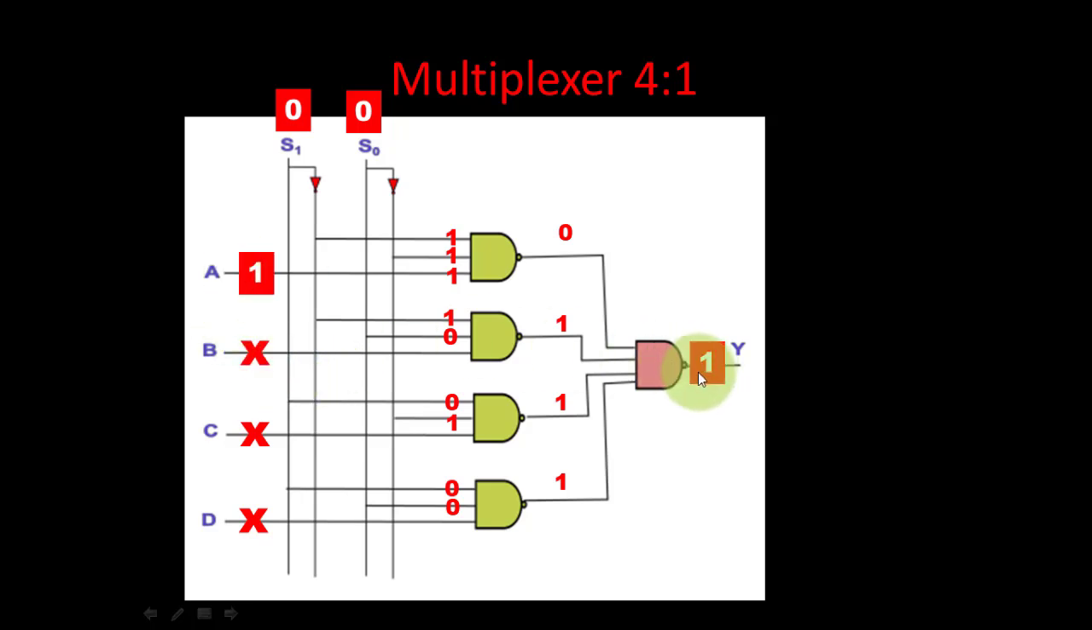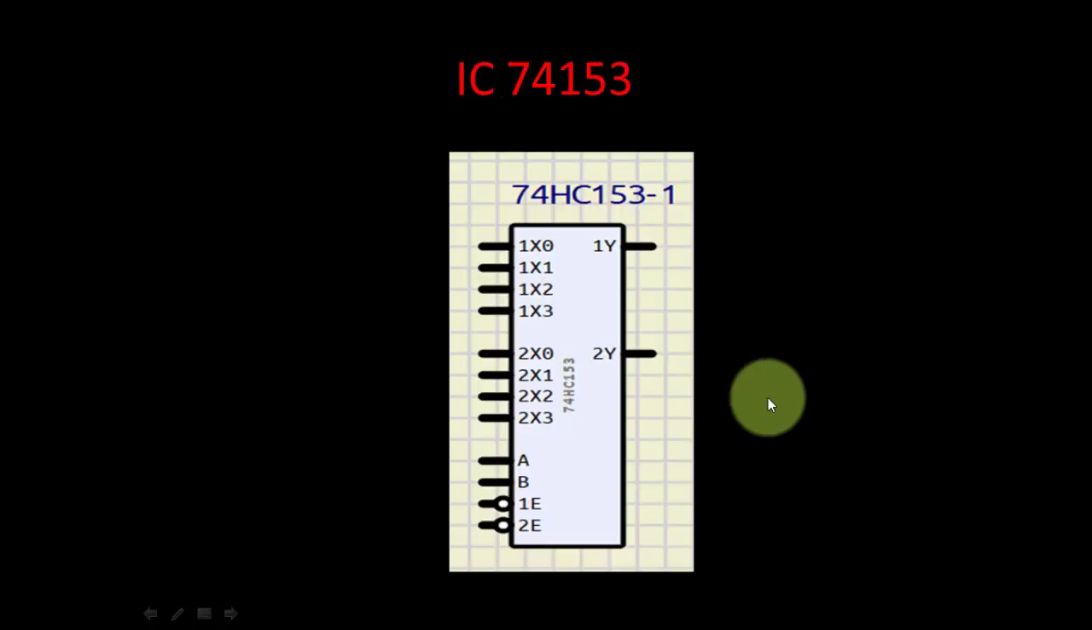So what we conclude is that when the select lines are 0 0, A gets selected. If A is 0, Y is 0; A is 1, Y is 1. We can show it further that when the select lines are 0 1, B gets selected. When they are 1 0, C gets selected. When the select lines are 1 1, D gets selected. So this is how the multiplexer works.